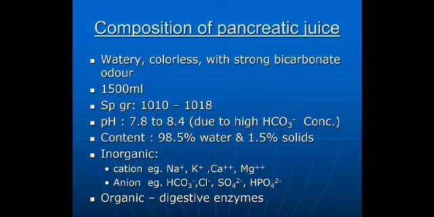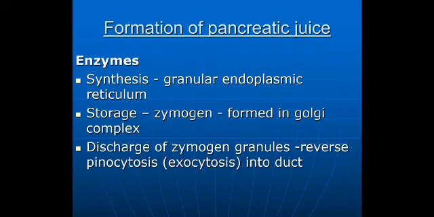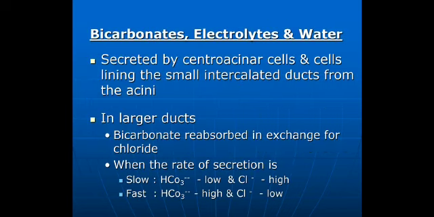The inorganic constituents are cations and anions. The cations are sodium, potassium, calcium, magnesium, with the anions being predominantly bicarbonate, chloride, sulfate, and phosphate. The organic constituents are the digestive enzymes. The enzymes are formed in the granular endoplasmic reticulum and stored in the zymogen granules formed in the Golgi complex. The discharge of zymogen granules into the duct is by exocytosis.